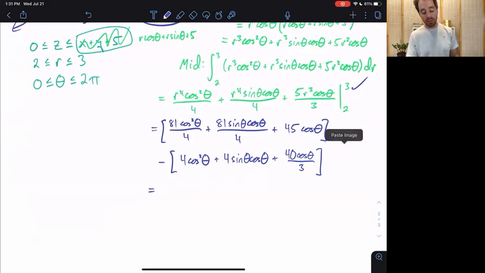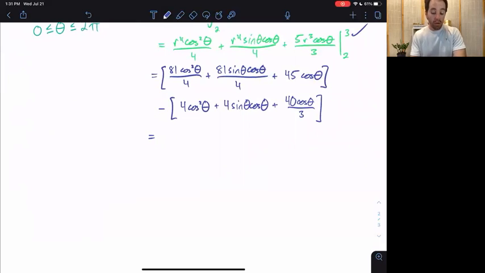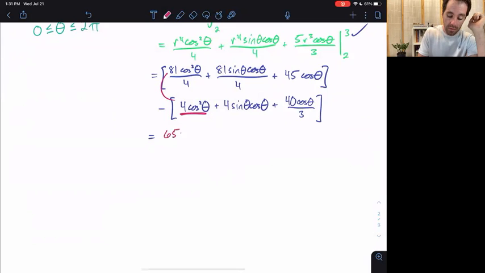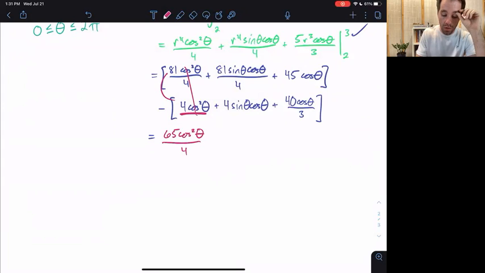Some common denominators would be nice. Let's see, one at a time here. I'm going to need this to have a denominator of 4. So that's going to be 16. So we have 81 minus 16. That's going to be 65. 65 cosine squared theta over 4. So now we've done those. And then we're going to have 81 over 4 minus 16 over 4 again. So this will be the same, 65 sine theta cosine theta over 4.